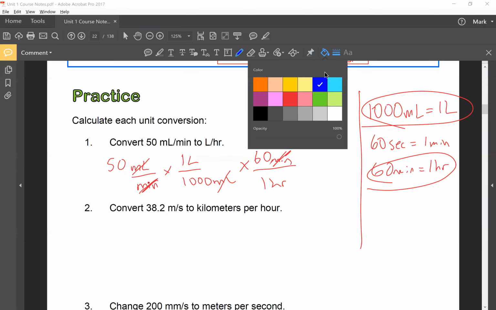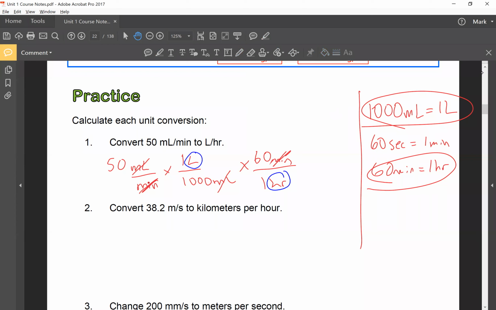Let's try blue. I'm going to be left with liters and hours, and that's perfect. That's exactly what I want. So my answer, I could just look at my answer book, but no point. Let's do it together. So 50 divided by 1,000 multiplied by 60 gives me 3 liters per hour. That's pretty slow. Sorry, I'm kind of thinking in terms of science or engineering. 3 liters per hour is a very slow flow rate.